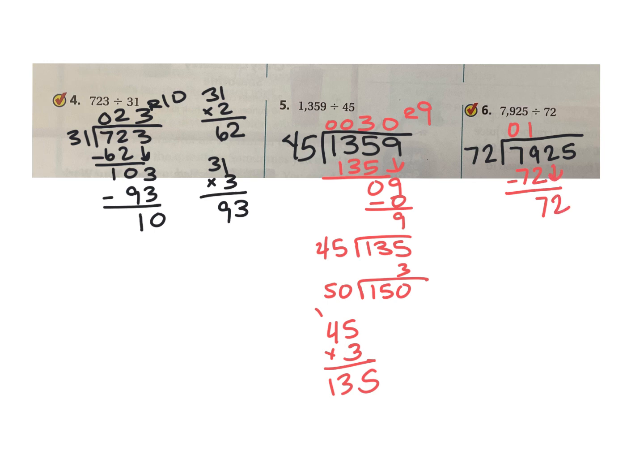Oh, they did this nicely again. 72 times what number gets me as close to 72 as possible? Ooh, 72 times 1 does that, of course. Oh, they're making this way easy. Bring down the 5. 72 times what number? I'm not done yet, right? 72 times what number gets me as close to 5? 0. There's no way I can do it. So that's a 0. 72 times 0 is 0. 5 is my remainder, 5.